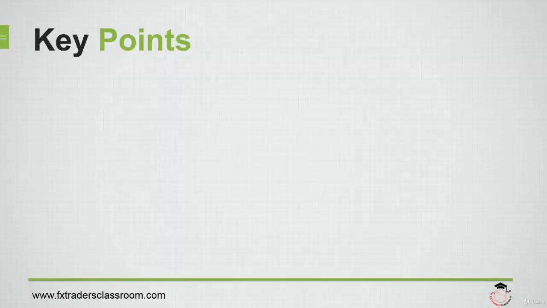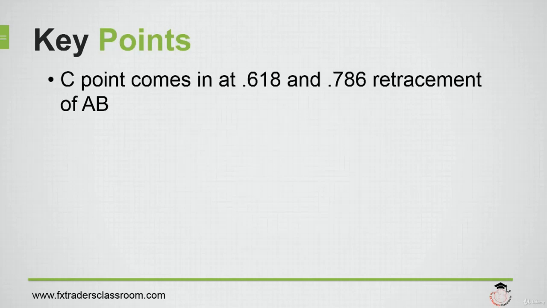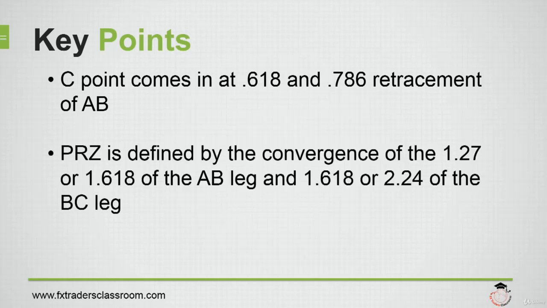All right. Now that you've seen how this pattern works in a real live market, it is time to recap our key points. First, the C point comes in at the 618 or the 786 retracement of the AB. The reason the C point is so important is that these two harmonic ratios set up the best projection and make the PRZ more likely to reverse. The second point is the PRZ is defined by the convergence of the 1.27 and 1.618 of the AB leg and the 1.618 or the 2.24 of the BC leg. These usually converge in a very tight area, which makes looking for the trade and executing the trade much simpler.